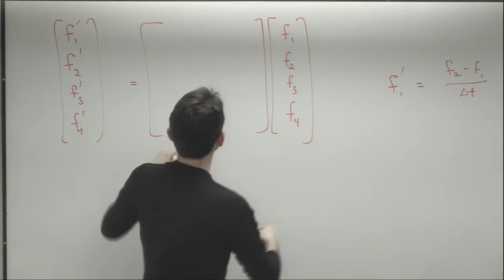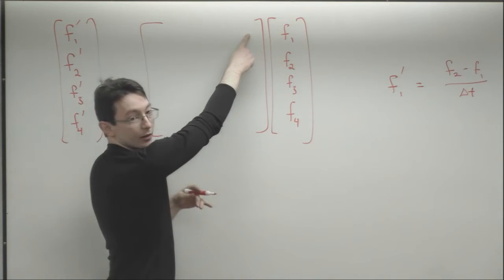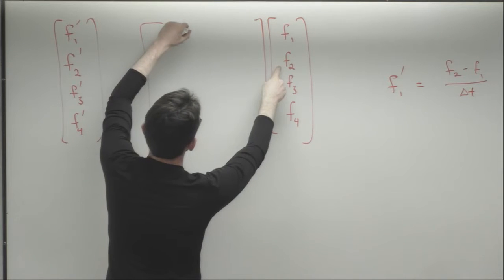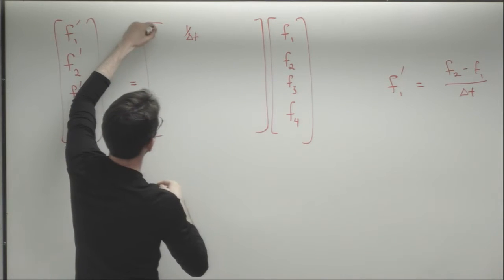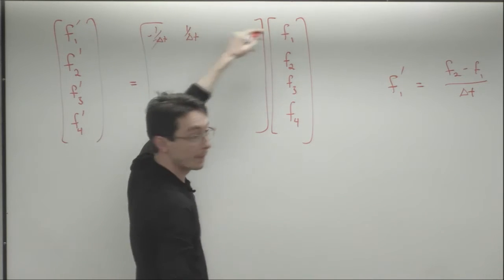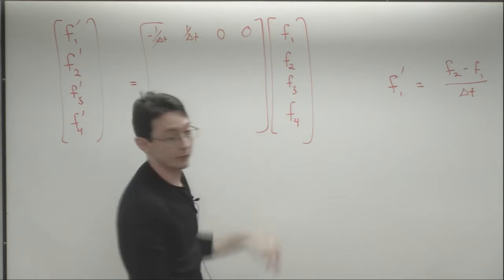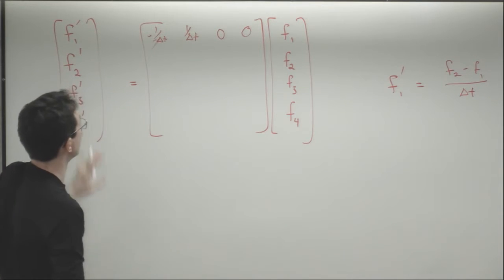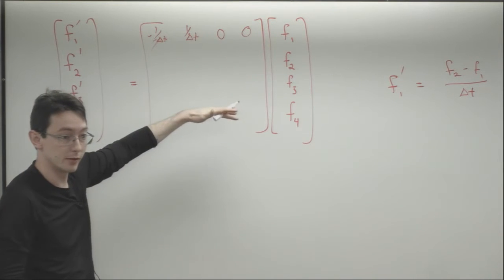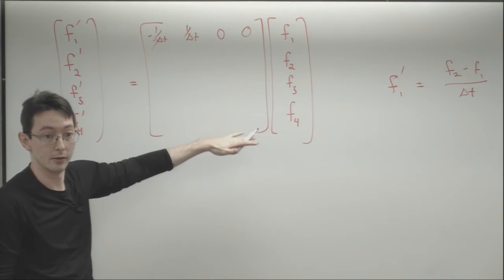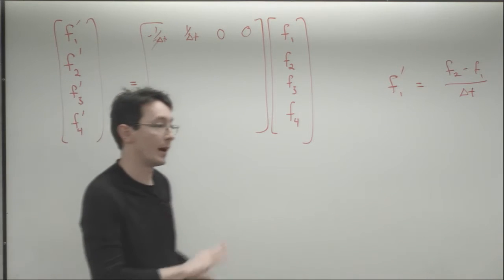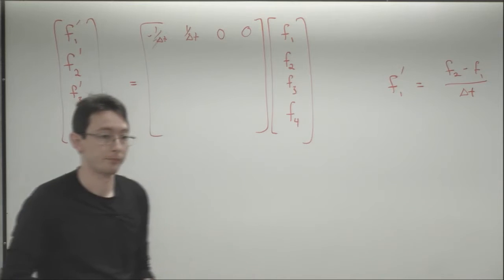So all you have to do is find this row vector here that just has to reproduce this expression. So I have a 1 over delta t times F2. I have a minus 1 over delta t times F1. And I have 0 F3s or F4s. Okay, pretty simple. So that'll give you the first row. For the second and third and the middle rows, you do central difference. And for the last row, you do a backward difference. Okay, that's all I'm asking for. So no MATLAB code needed or anything fancy.